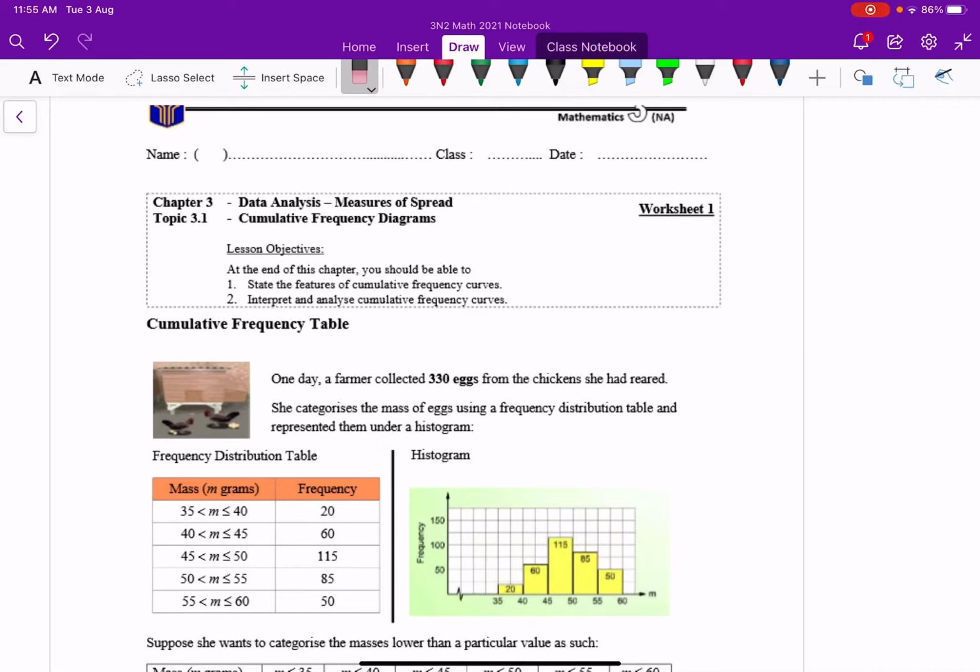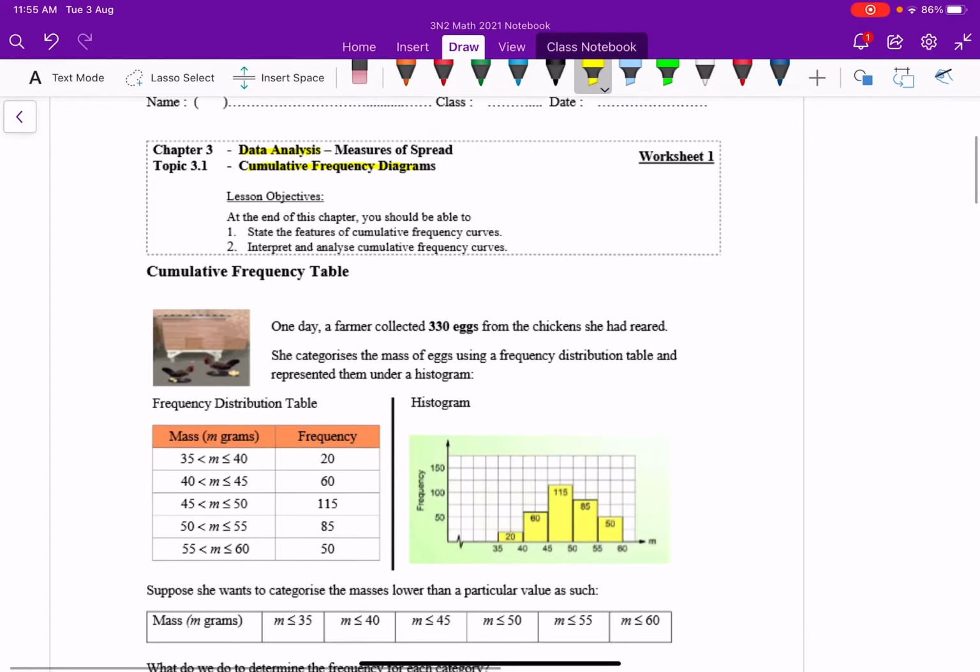Hello guys. So today we're going to start on a new chapter. This new chapter is on data analysis. So it's time to look at data. Okay. So what you'll be learning today is cumulative frequency diagrams. There are a few things you need to learn about cumulative frequency. Hopefully by the end of this lesson, you'll be able to appreciate this a little bit better.